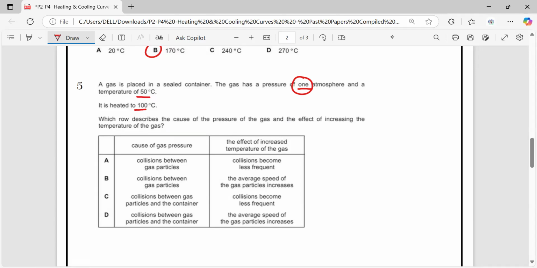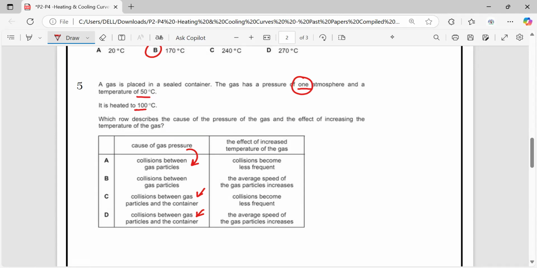The pressure is caused by the collision between the gas particles and the container. So the particles collide with the walls of the container also.